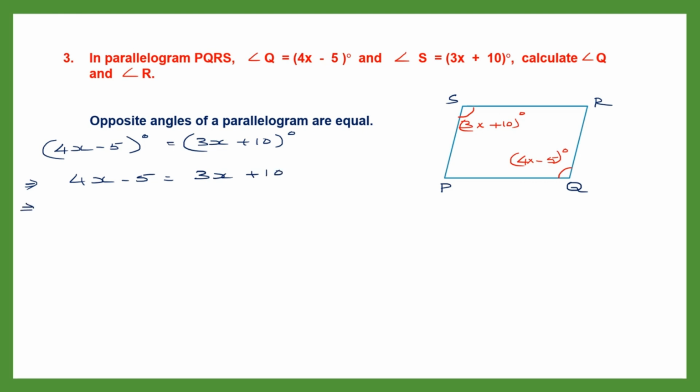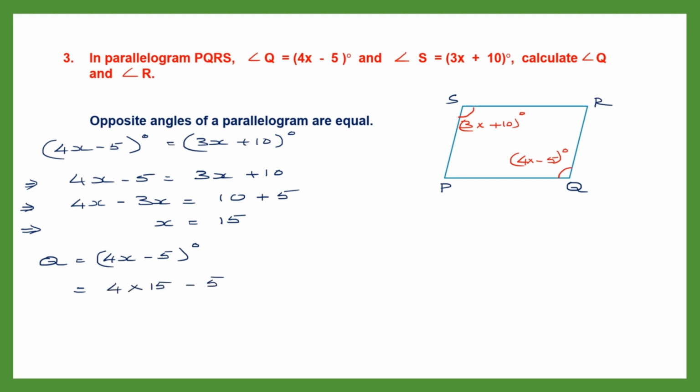Now we can solve for x here. So 4x is on the side, bring the other x here, it becomes minus 3x. On the other side we have 10, take this minus 5 to the other side, it becomes plus 5. So 4x minus 3x is 1x or x, 10 plus 5 is 15. So we have found the value of x. Now we can substitute it here for Q and find the value of angle Q. So Q is given as 4x minus 5 degrees, isn't it? So in the place of x, we're going to write 15. That is 4 into 15 minus 5 degrees. So 15 fours are 60. 60 minus 5 is 55. So Q is 55 degrees. So we have found the value of angle Q, and that is 55 degrees.